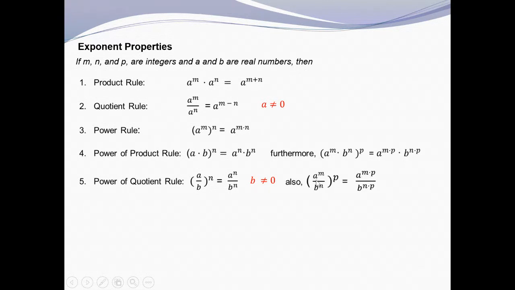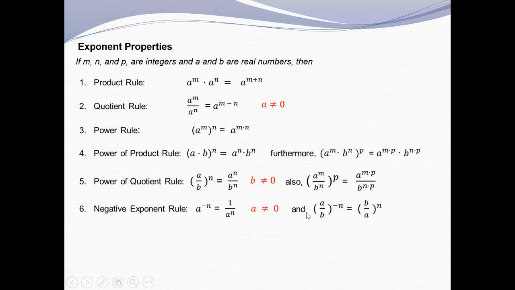Also, if you have a to the m divided by b to the n, both raised to the p power, then it's going to be a to the m times p divided by b to the exponent n times p. This is called the negative exponent rule. If you have a to the negative n equals 1 over a to the n power. So that's how you make it positive, by moving it to the denominator, and it becomes positive. And again, a cannot be 0 because if a is 0, it's undefined.